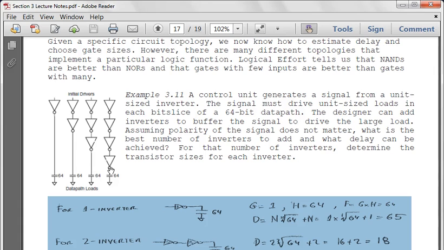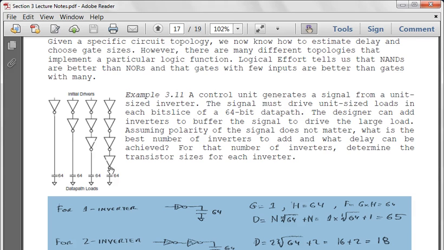So we have 4 different stages of inverters, and we're going to do our same path calculation. We're going to calculate our best stage effort, and then use that to determine the best number of stages. And then based on that number of stages, we're going to calculate the lambda size.